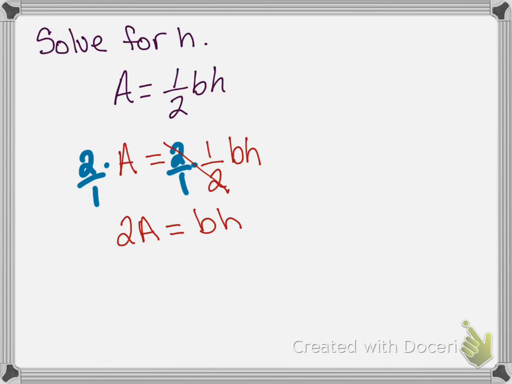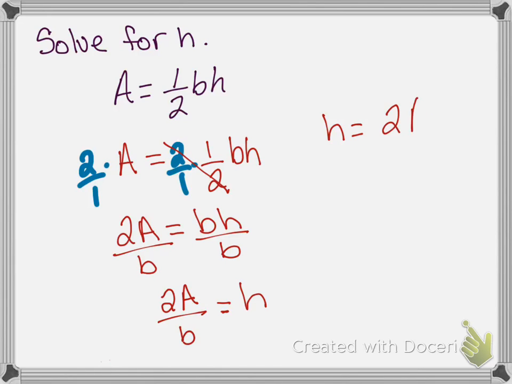Okay? Now, I'm solving for H, so what's my final step? Divide by B. So I would get 2A over B equals H. Now, could I rewrite that as H equals 2A over B? Could I rewrite that? I could. Both are acceptable answers. Okay, can I go to the next screen?